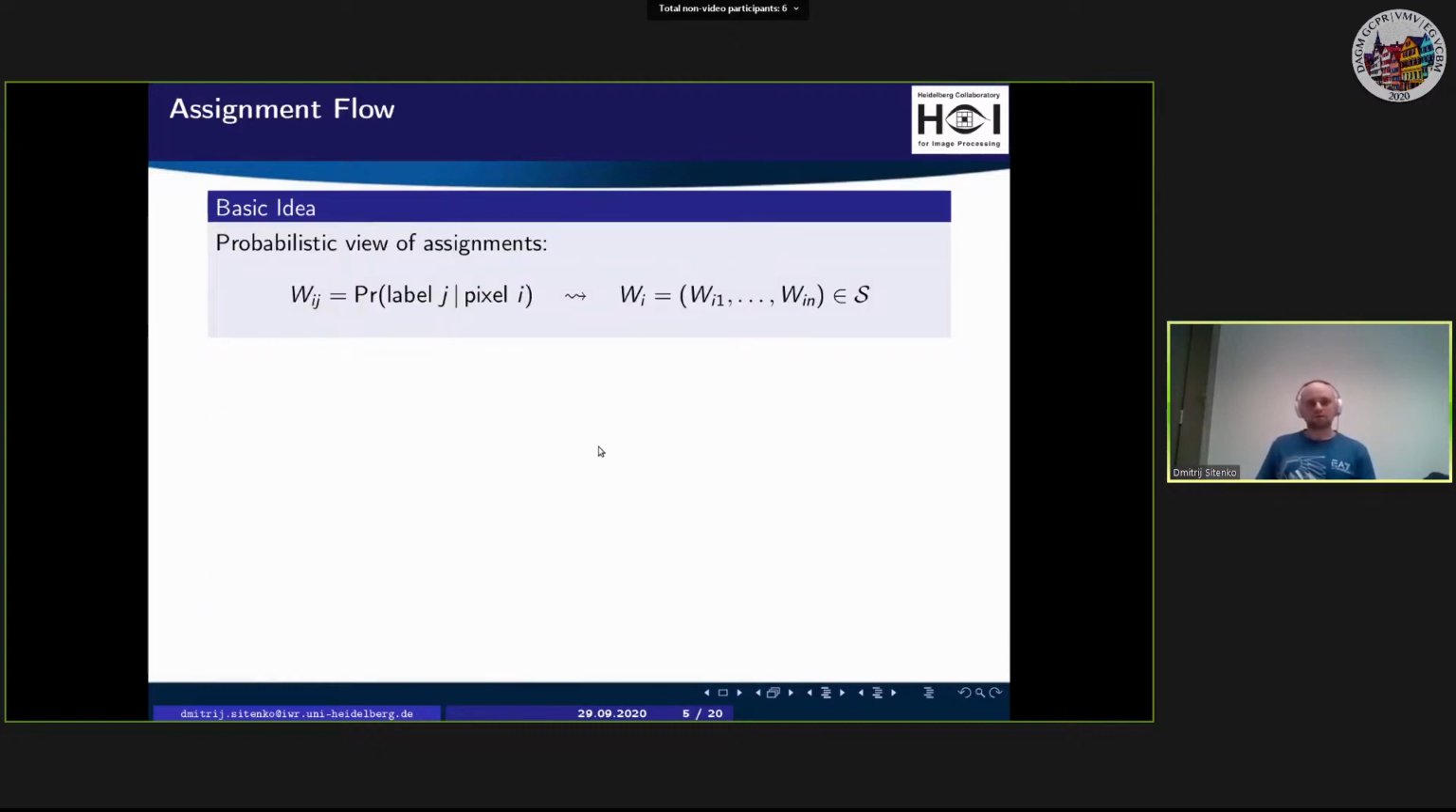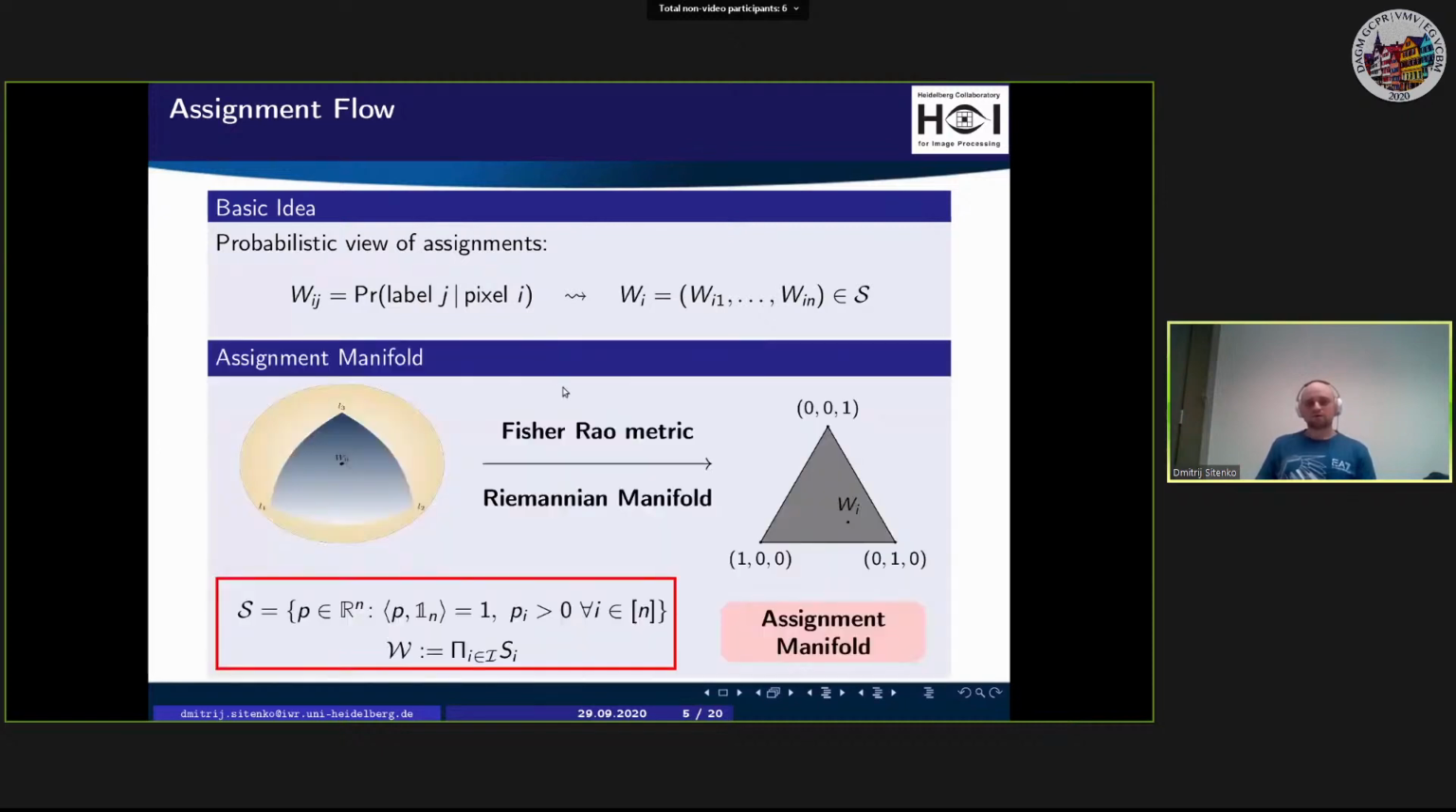Now I briefly introduce the assignment flow. The basic idea of the assignment flow is the probabilistic view of assignments. We consider the assignments of the labels to the nodes of a graph by discrete probability distributions living in the probability simplex, which we equip with a Fisher-Rao metric and turn into a Riemannian manifold. To consider the interactions of the nodes together, we define the product space of these probability simplices, which we denote as the assignment manifold.